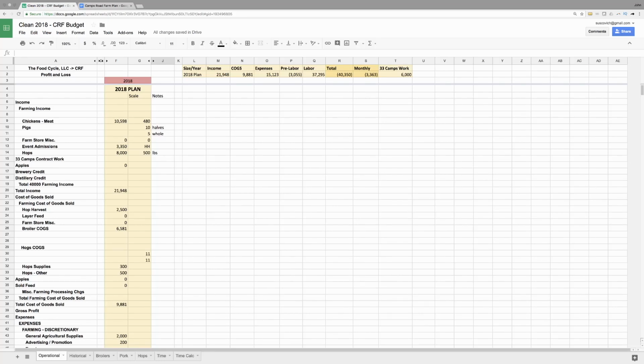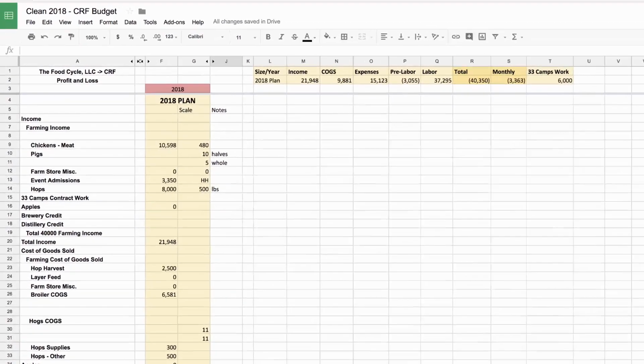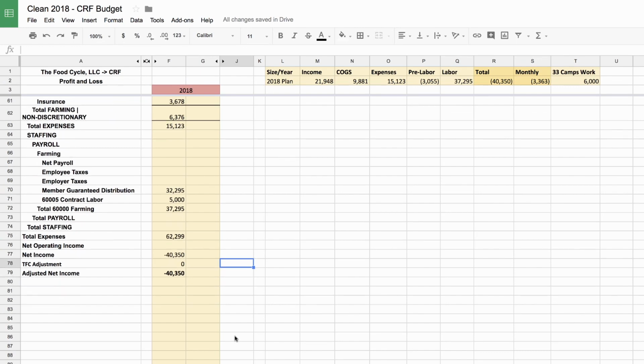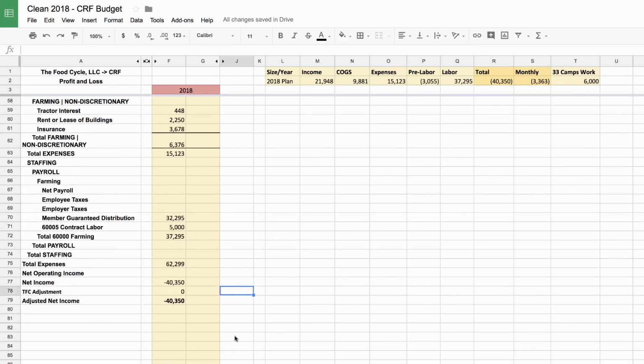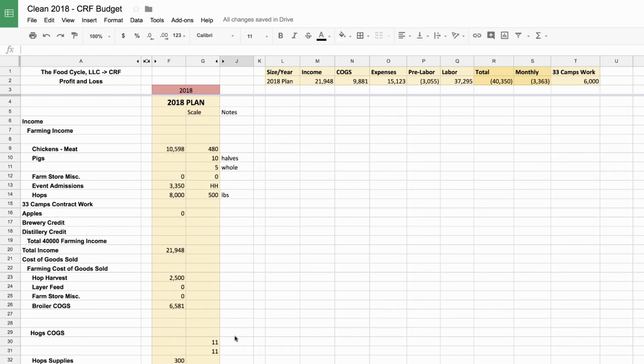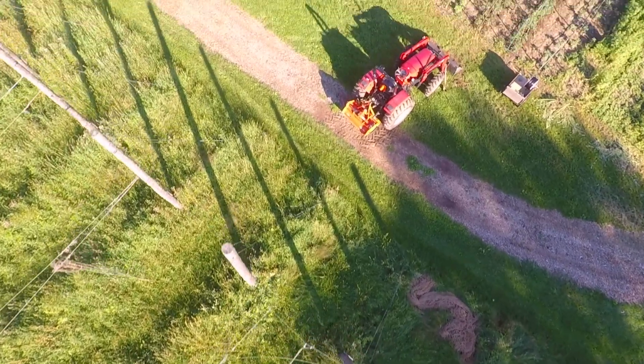We're going to go over my farm budget today. Taking a look at the numbers, we're going to go through all the different categories of my income, my cost of goods sold, and then right down into my discretionary and non-discretionary and my staffing expenses, which is the labor, which is my salary. We're going to go through all of it right now.